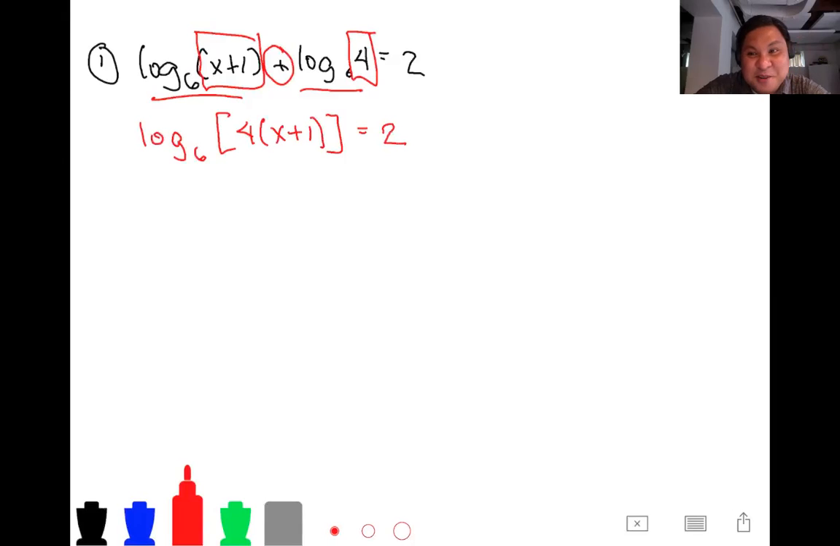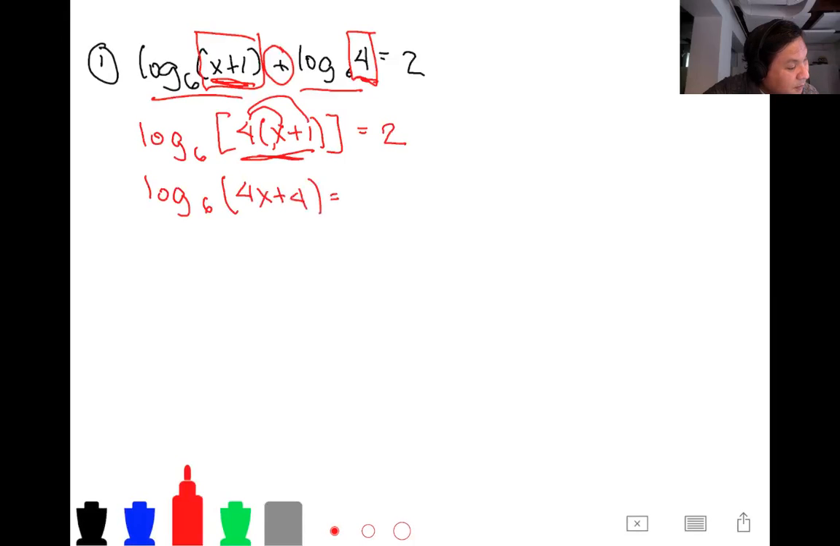There we go. Just take note, it's an addition of logarithms. Thus, the powers need to be multiplied together. We're going to simplify this. So 4 times quantity x plus 1. Don't forget that this has to be distributed over the expression. Logarithm of 4x plus 4 to the base 6 is equal to 2.